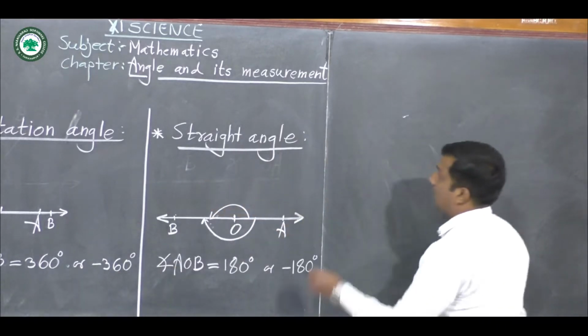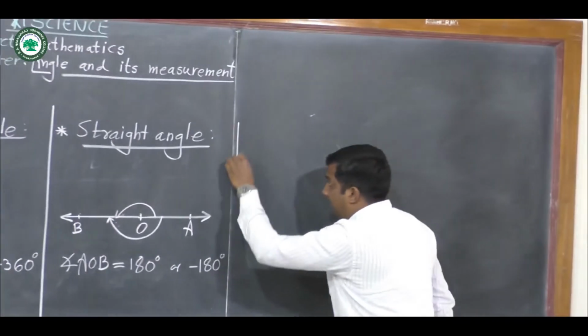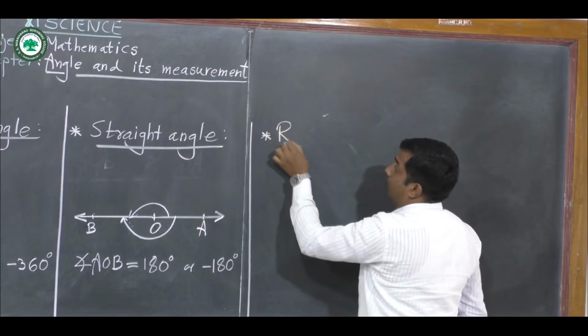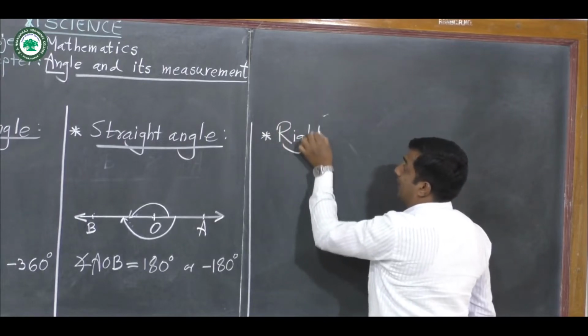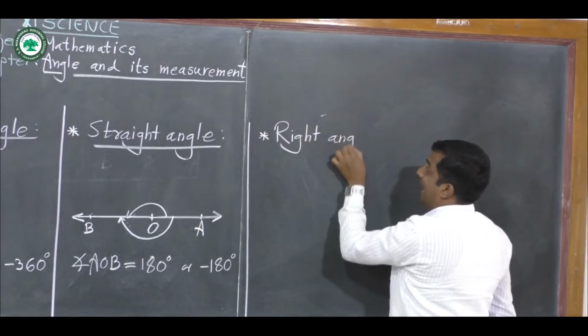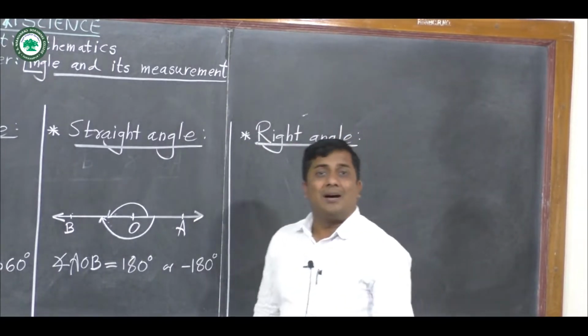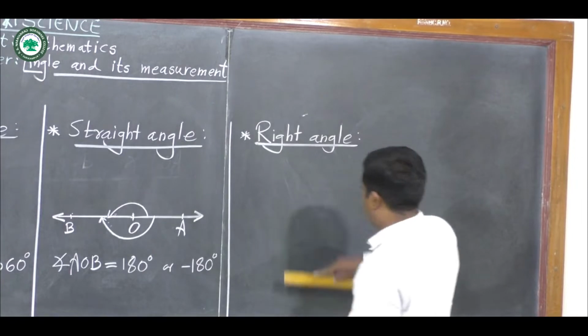Now we go with our next type, the right angle. Again, to define the right angle, we consider one figure.